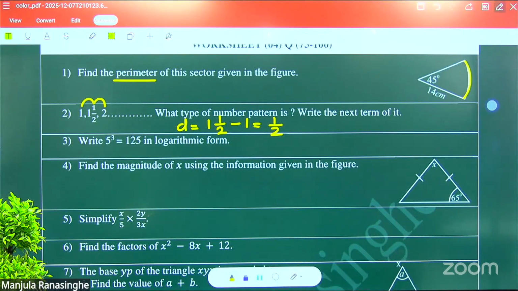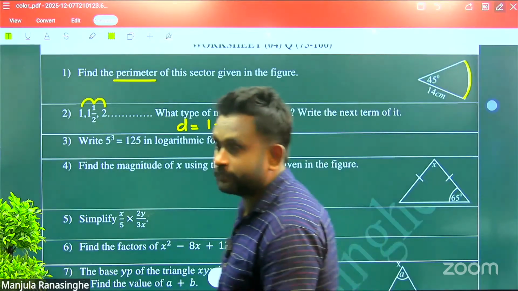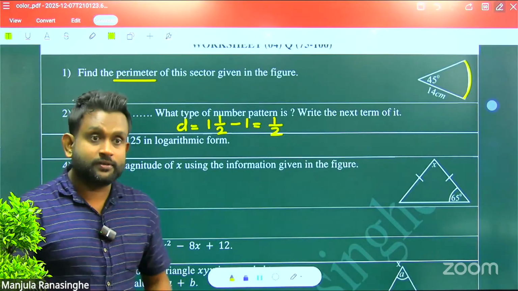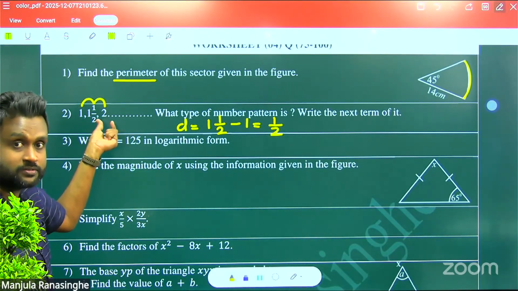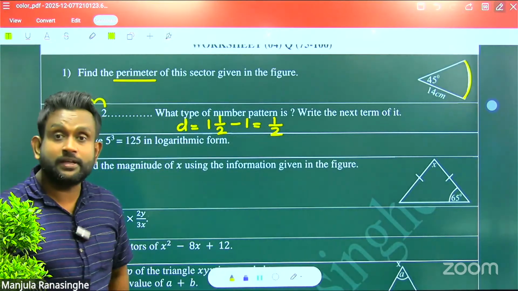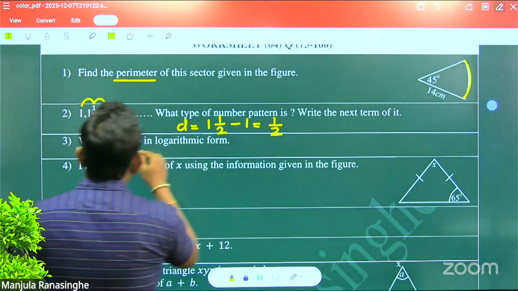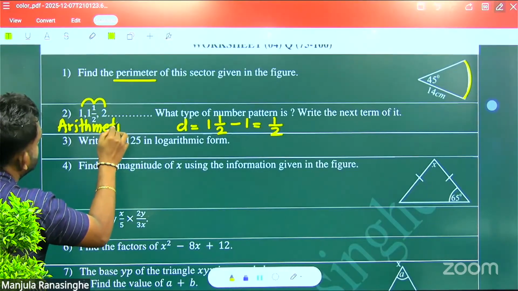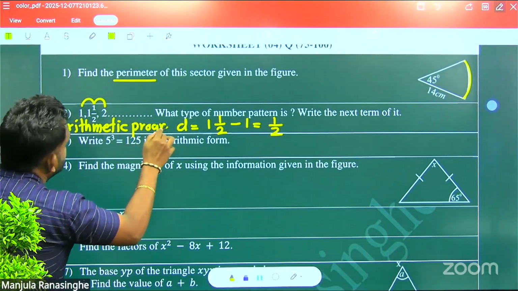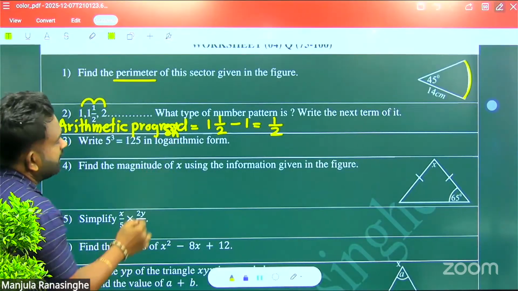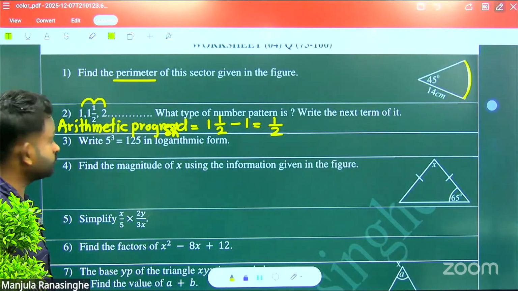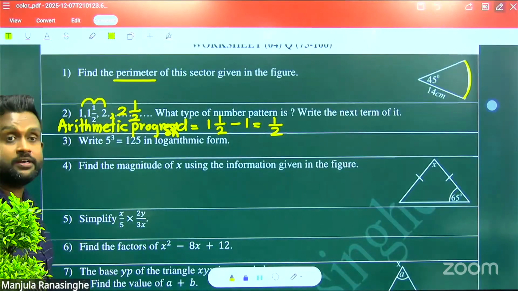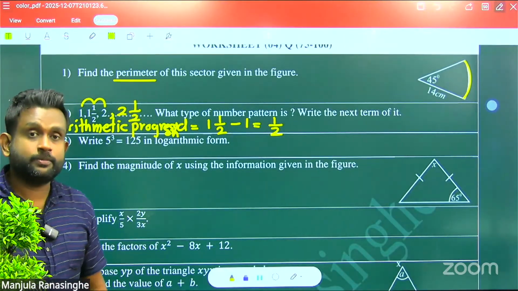That difference should be common everywhere. Only if the difference is common can we say it is an arithmetic progression. So here the difference is half, and here also the same difference. So which type of progression is it? It is an arithmetic progression. Okay, the first answer should be arithmetic progression. They are asking for the next number of it. So half is being added, so the next number is two and a half. For two, half is added, which means two and a half.